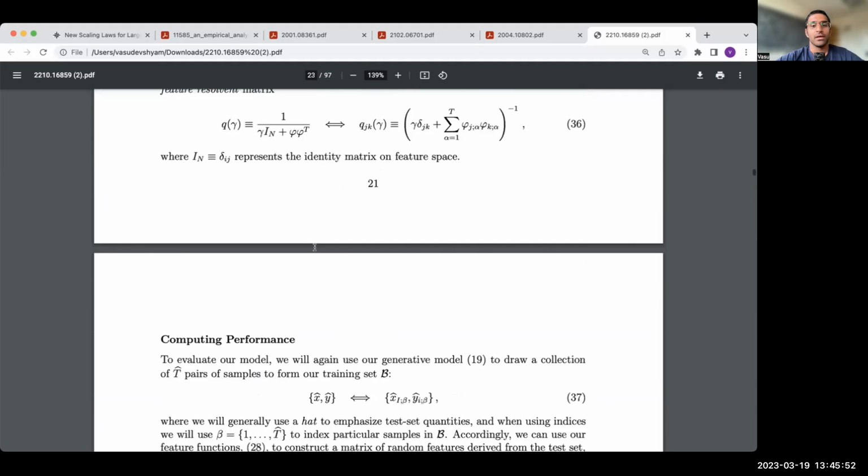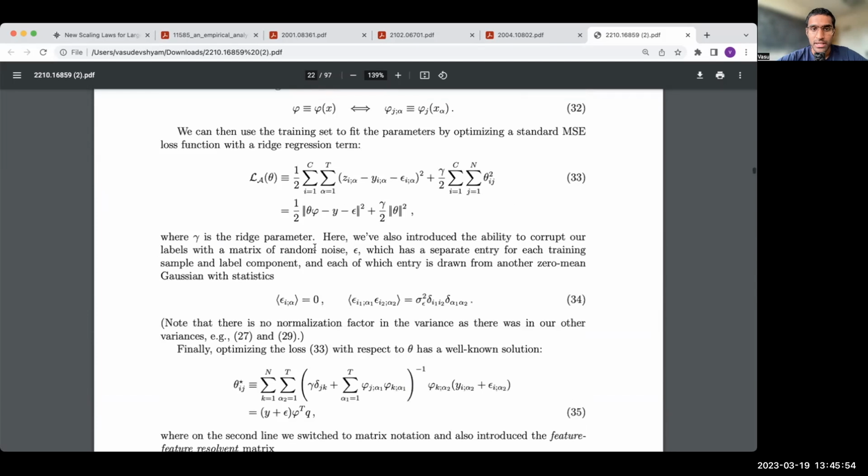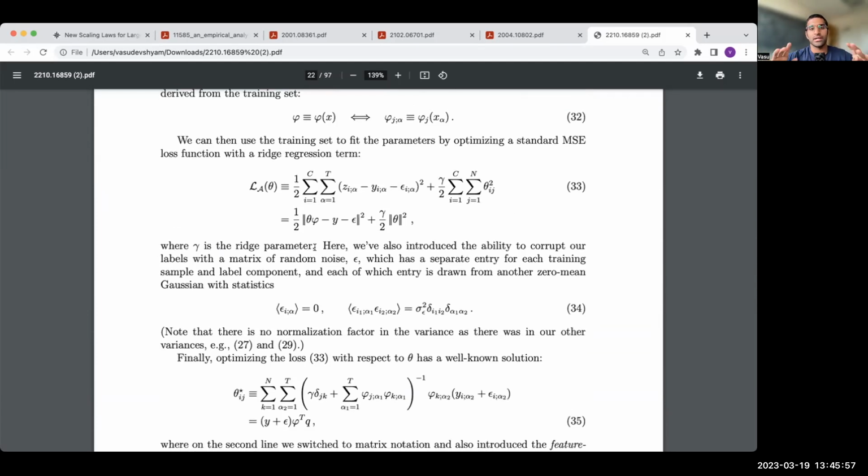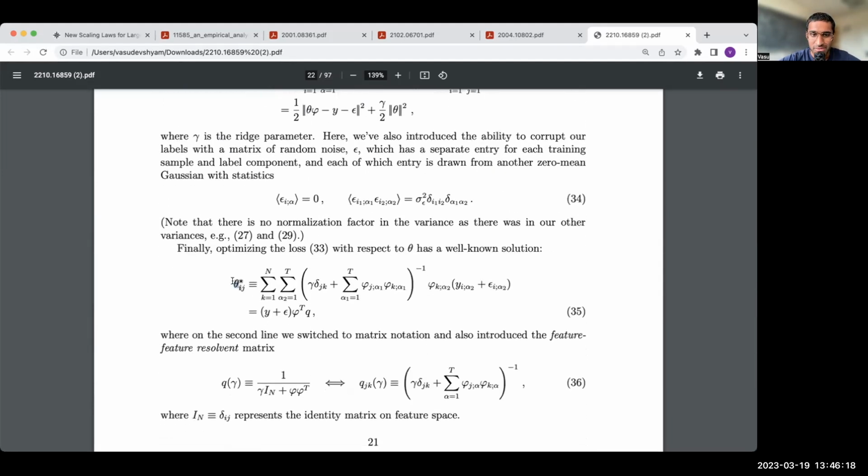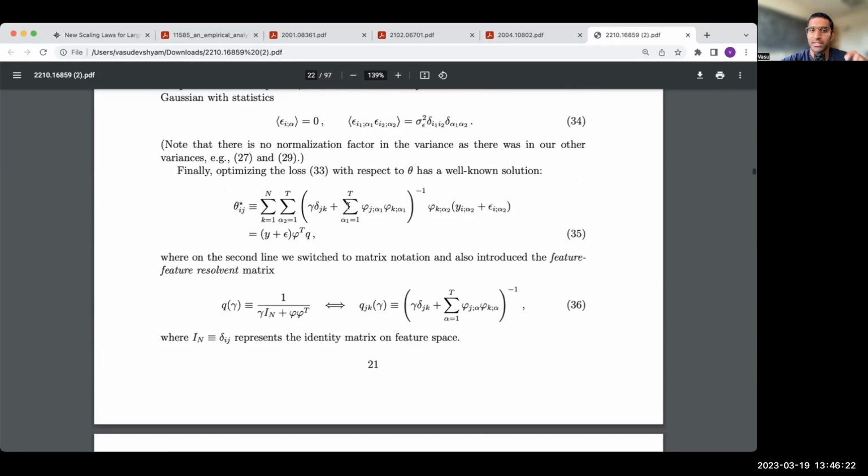What they do is find a way to average over the appropriate quantities and actually look at the trained model's loss, which is possible to access here because solving for these thetas is fairly simple. They're able to solve for what the parameters have to be in order to minimize this loss, and plug that back into the loss.